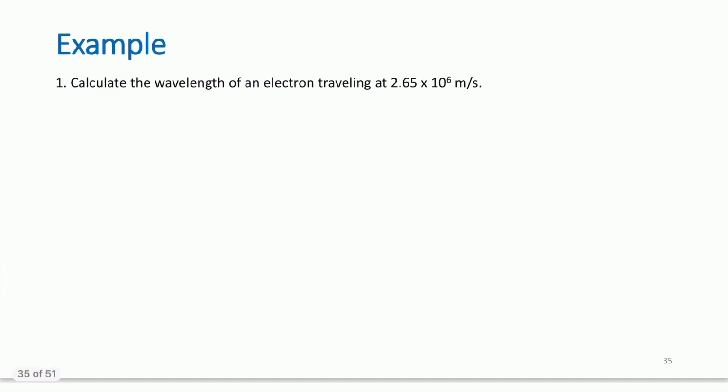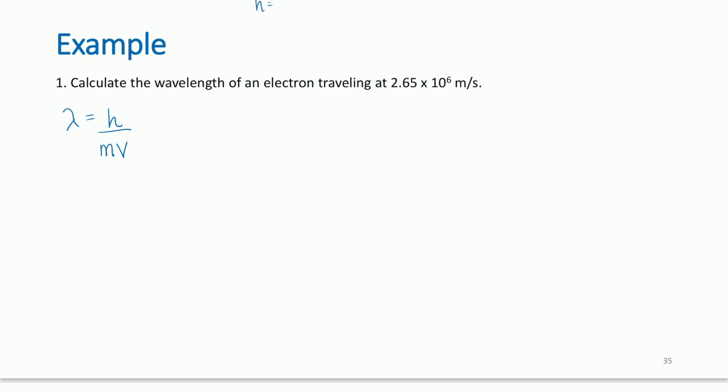So number 1, calculate the wavelength of an electron that's traveling at 2.65 times 10 to the 6 meters per second. Here we've got your velocity and we've got wavelength. We can use our de Broglie equation to solve this question. The de Broglie equation is relating the wavelength of a particle to its velocity. So now we know wavelength equals Planck's constant divided by the mass times velocity.